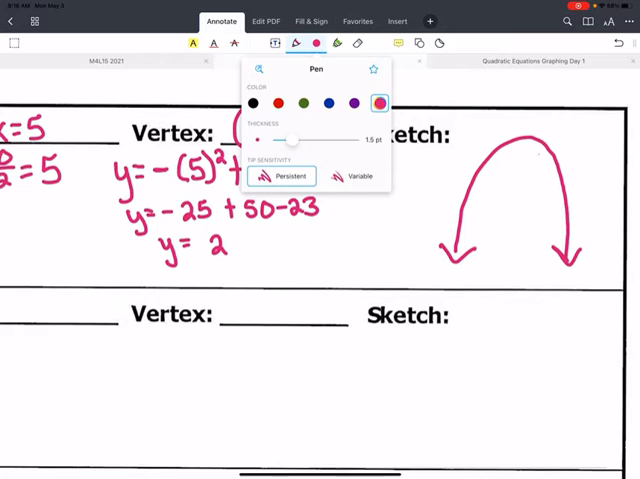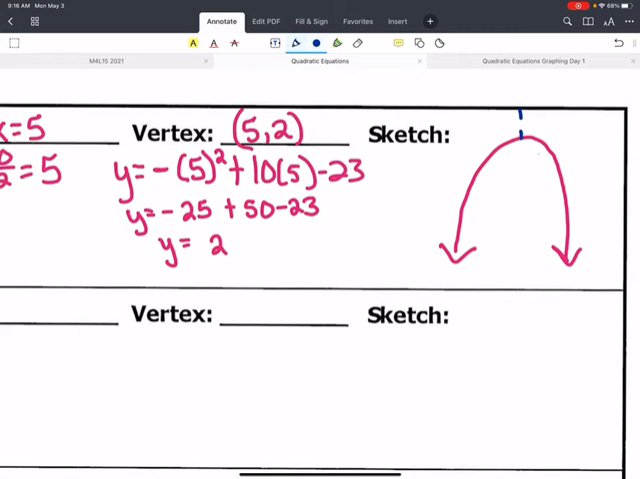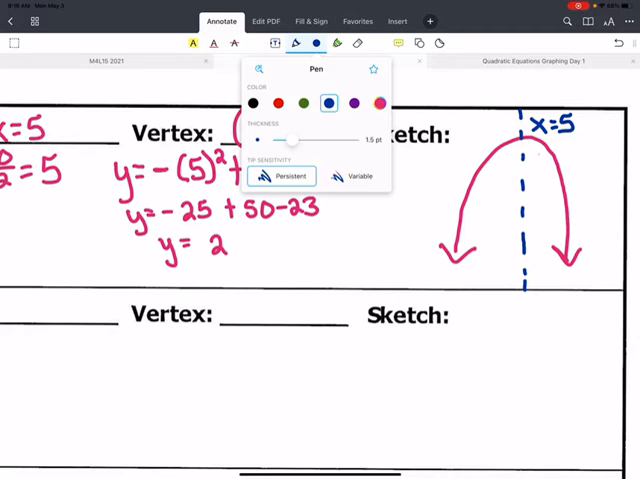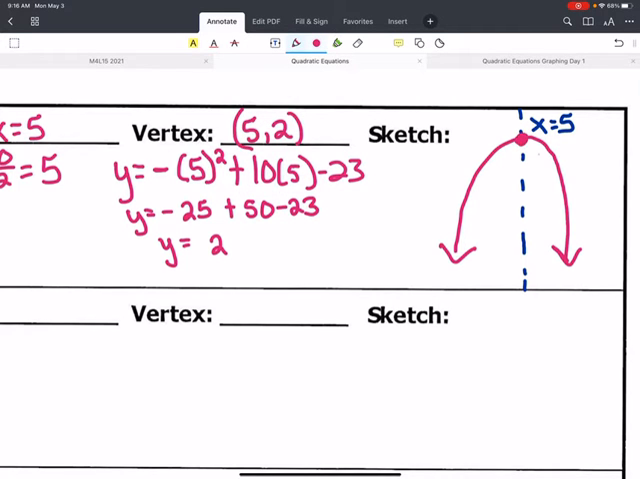So when I go to my sketch and draw a line, what should be dividing it in 2, it's not perfect, but you know, we'll call that line x equals 5. And that maximum point right there is 5, comma 2. That's the x and y value of that maximum point.